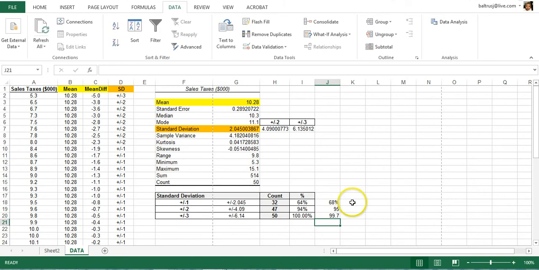So here you can see we're close to the empirical rule. Not too far off of it. We're obviously a little below here, just shy. And we exceed it here. And that's it.